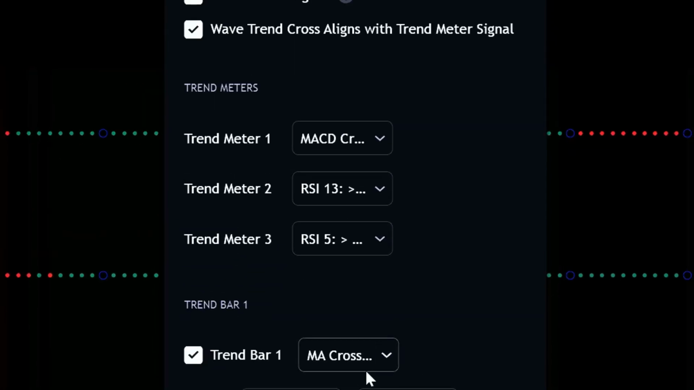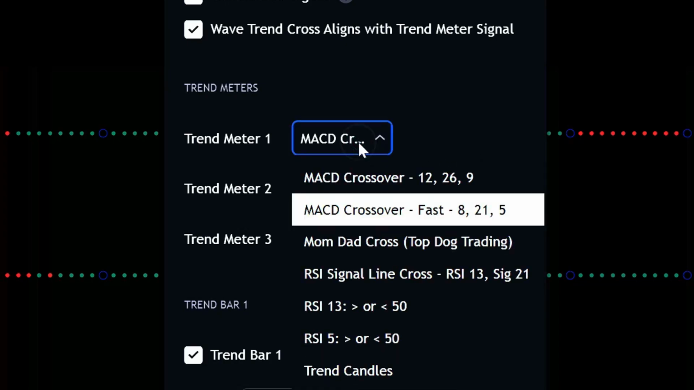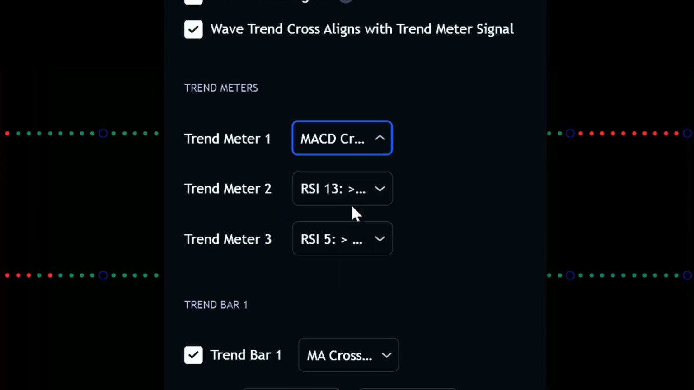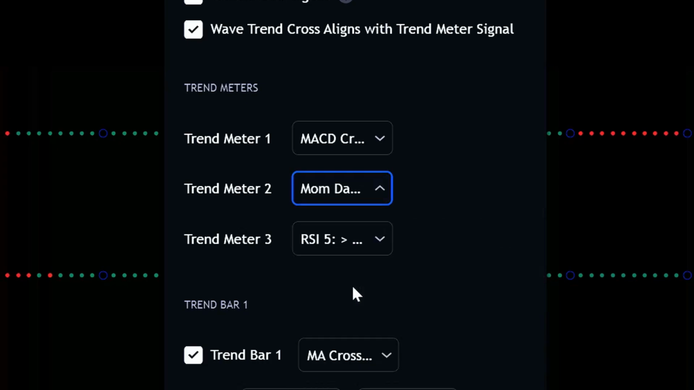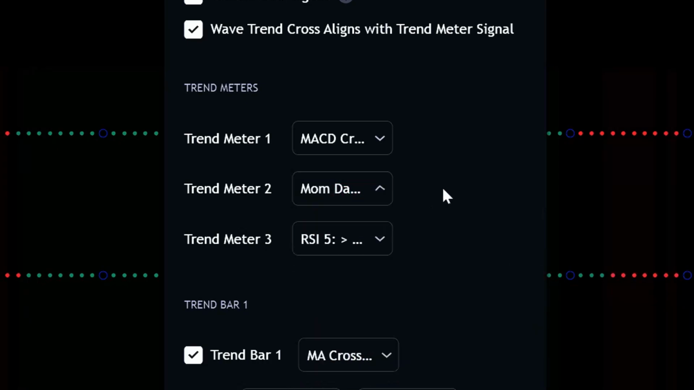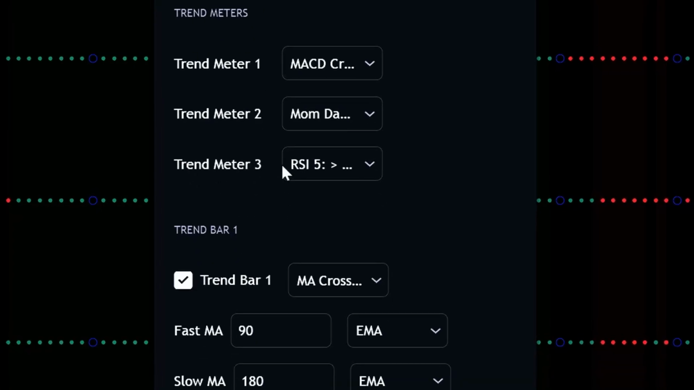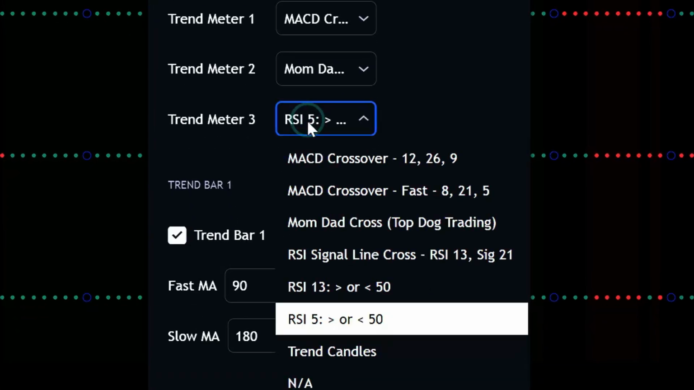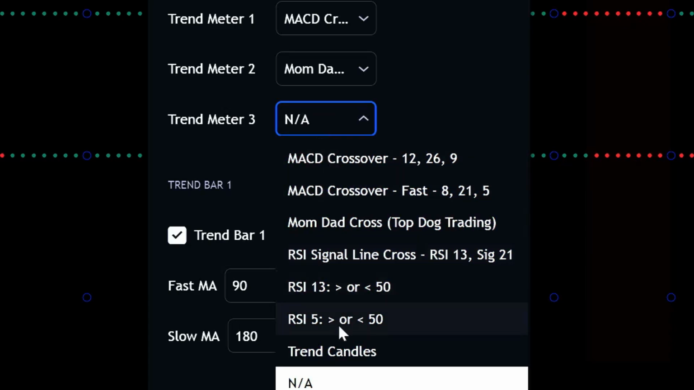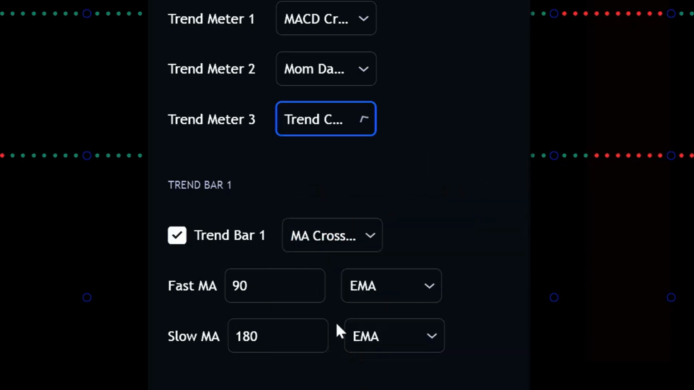Now for the 3 trend meters themselves. For the first one, we're going with MACD. For the second, we're selecting the MOM DAD cross option. And for the third one, you have many choices, but for your personal preference, you can choose trend candles. This adds another layer of confirmation that I find really helpful.